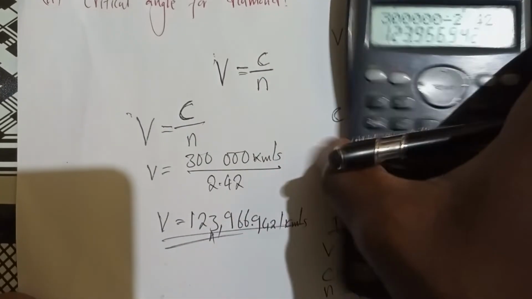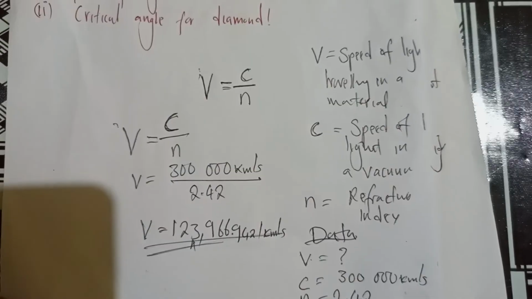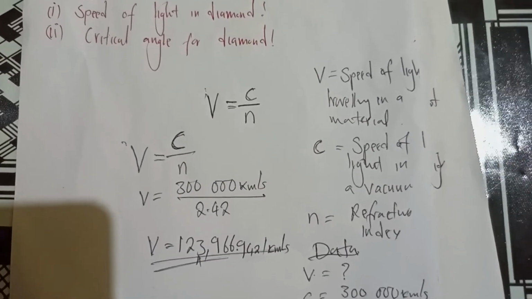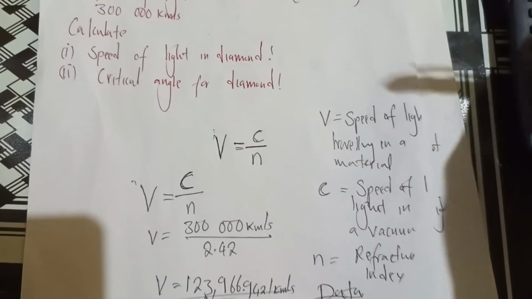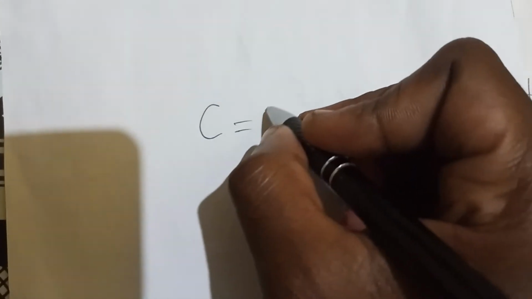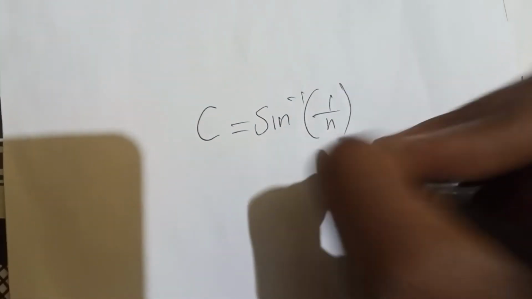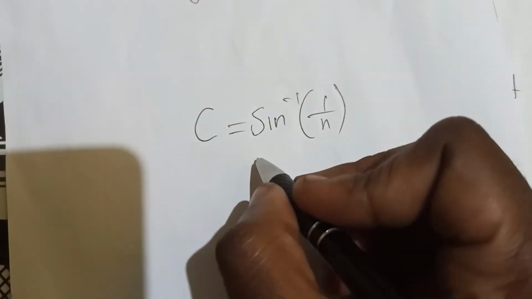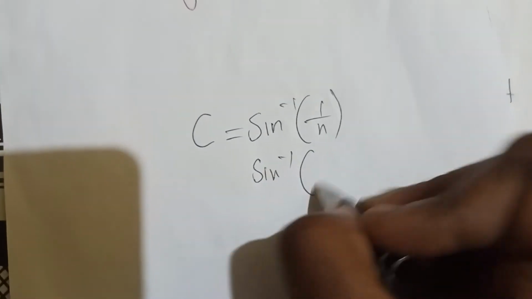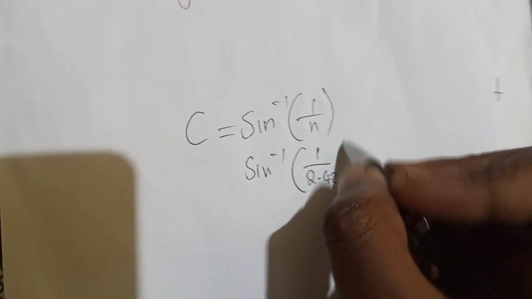So this is what you need to know on how to find the speed of light when you talk about the formula. Okay, and the last thing, the critical angle. How do you find the critical angle? The critical angle is the simplest thing. The critical angle is equal to sine inverse of 1 over n, where n is the refractive index 2.42.